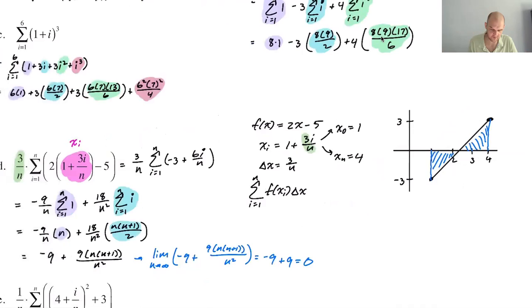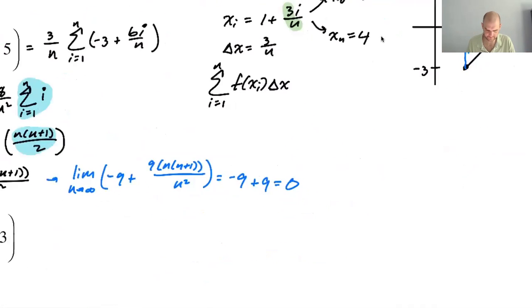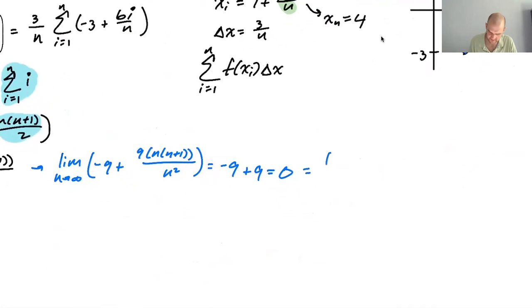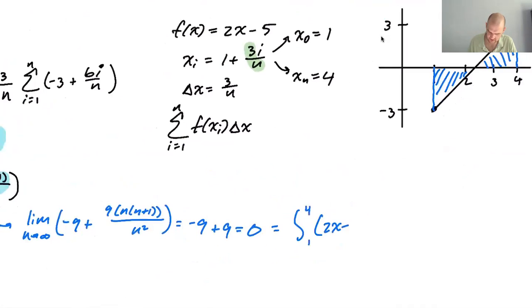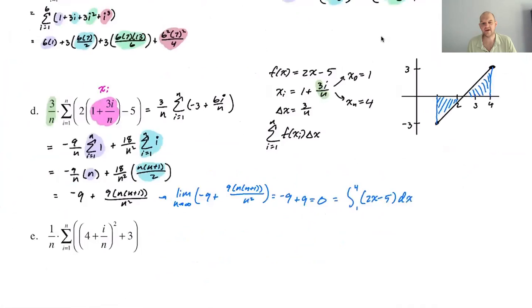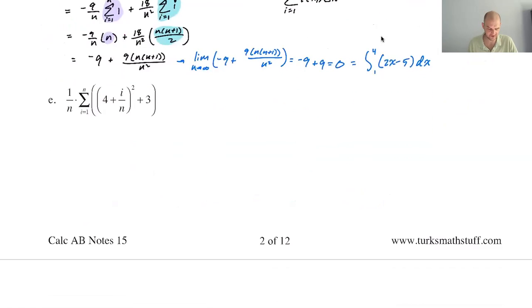I think that what we found when we took this limit is actually the integral from 1 to 4 of 2x minus 5 dx. And I think that makes sense, right? You write Riemann sums to approximate definite integrals. Maybe we can go from Riemann sums back to the definite integral. I think we definitely can. Let's see if we can do it on the next one.